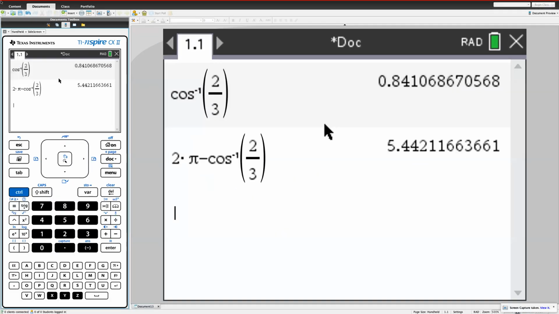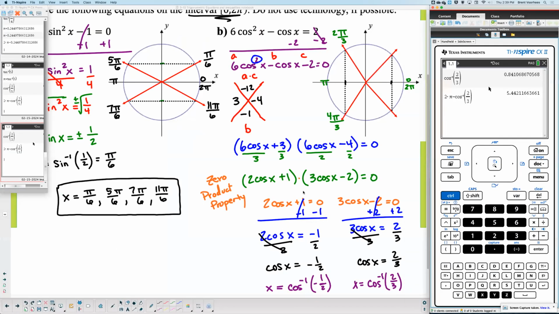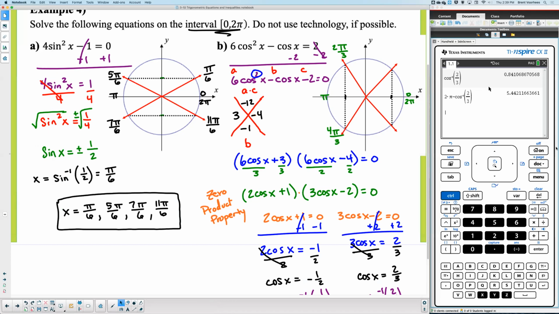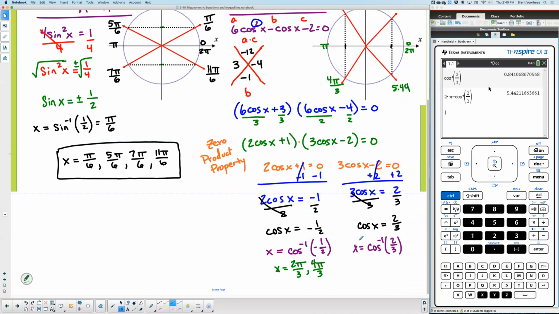All right, let me close this back off. All right, so let's write down those values. So this is 0.84. And this last one is 5.44. So 0.84 and 5.44. Those would be the two solutions there.